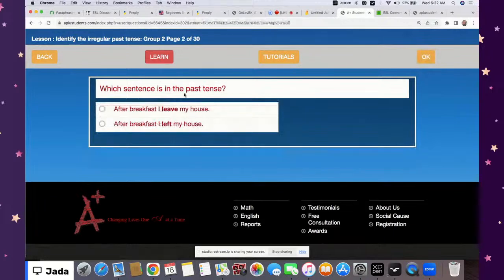After breakfast, I leave my house, or I left my house. Okay, thanks. So is it going to be leave or left? Leave or left? So it will be left.